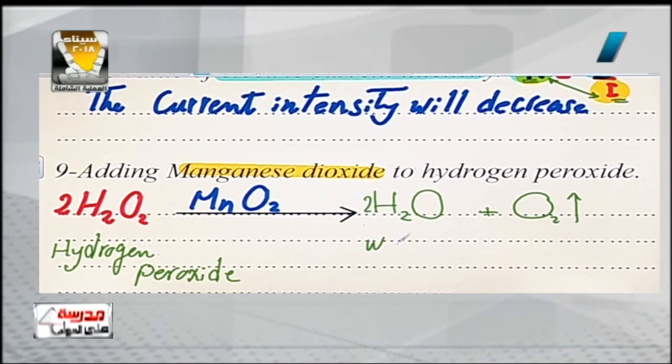And here I will write water plus oxygen. Note that we will write the names or colors if we answer, give reason, or what happens. I can't write the oxygen only.